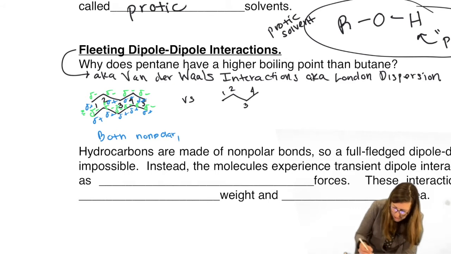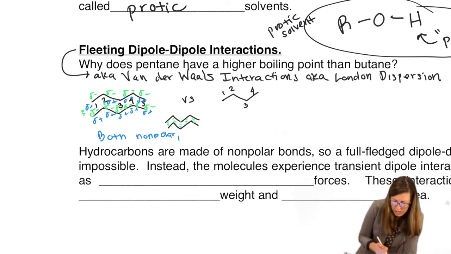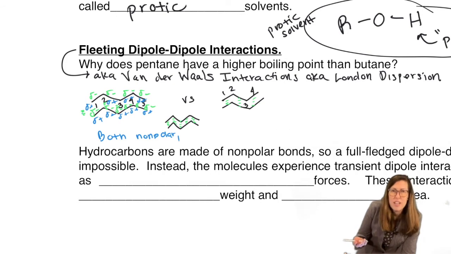So if I draw this out again, and they stack just right, you can have these temporary dipoles allowing them to be attracted. So the same thing happens in butane, but butane is just smaller. There's less surface area. So there's less of it to kind of help stick to each other.